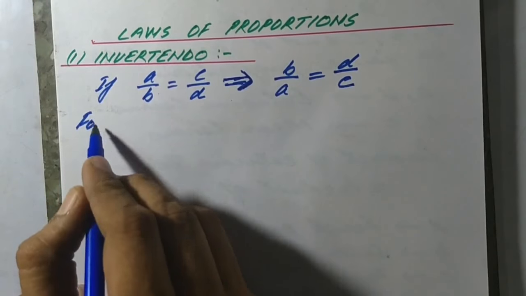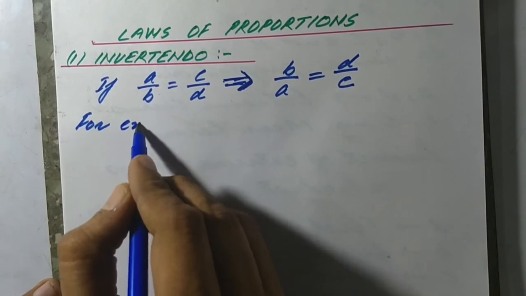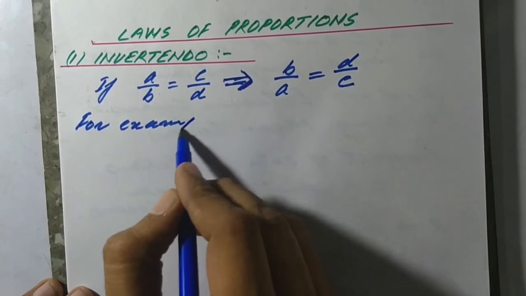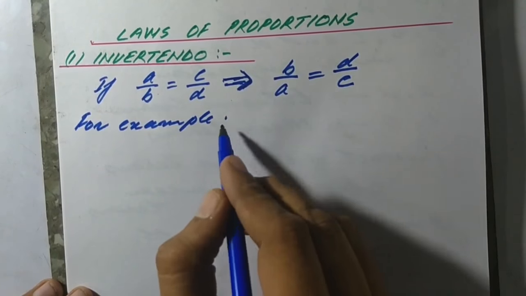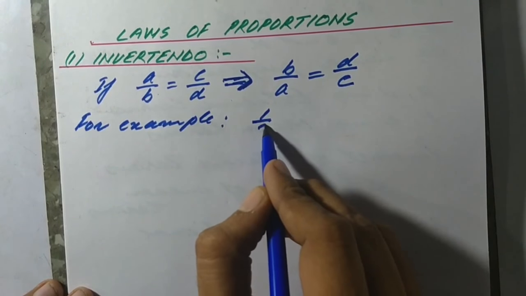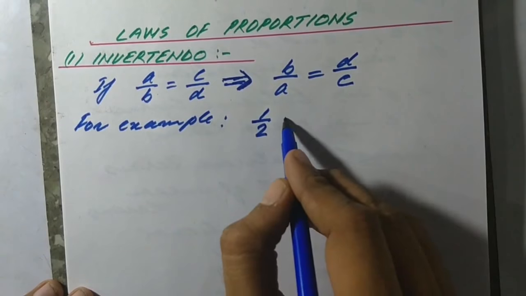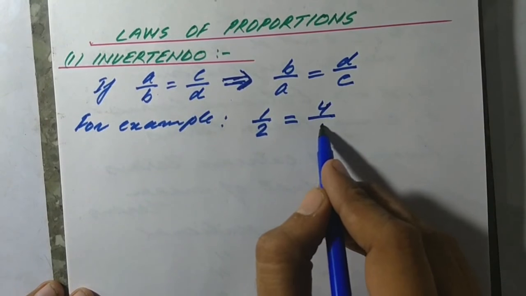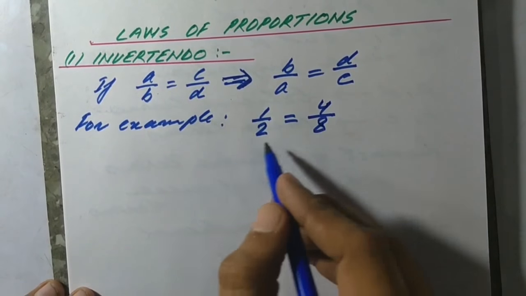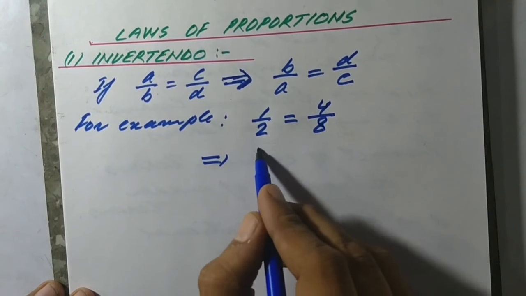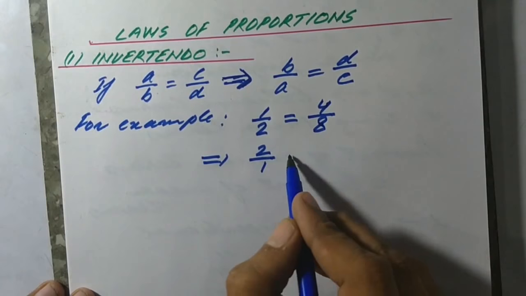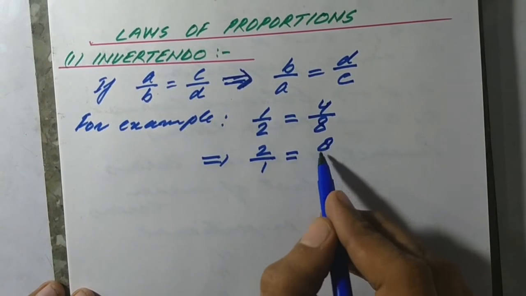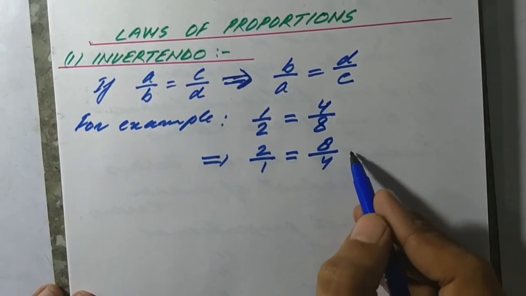Now, for example, 1 upon 2 is equal to 4 upon 8. So by invertendo, we may write it as 2 upon 1 is equal to 8 upon 4.